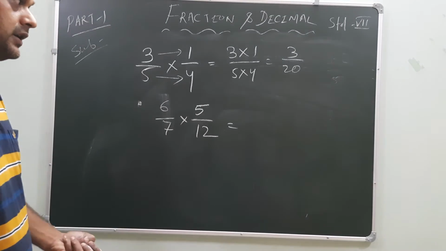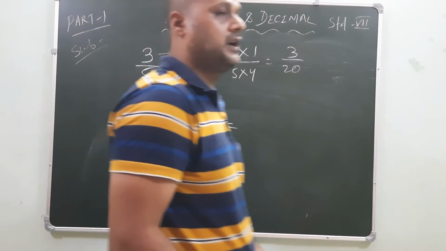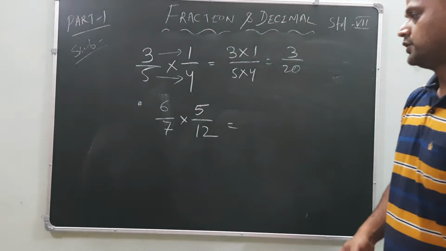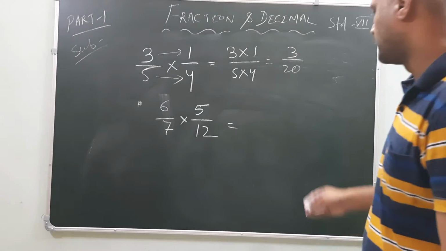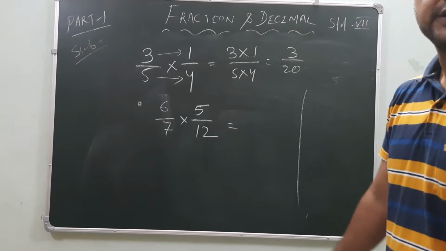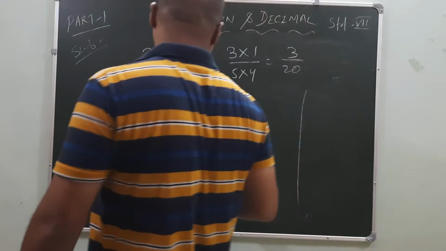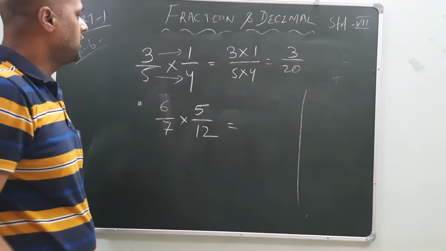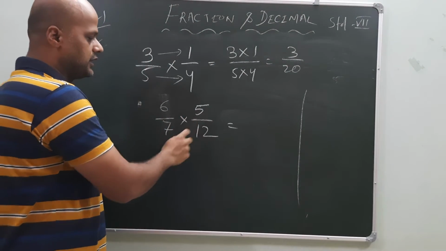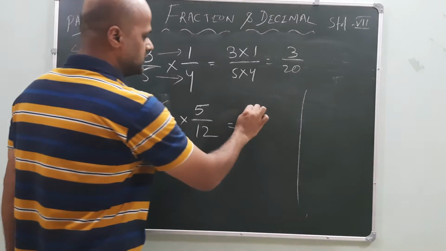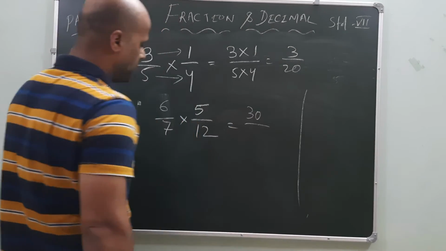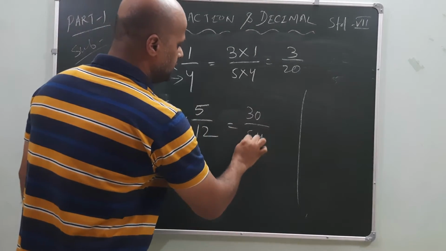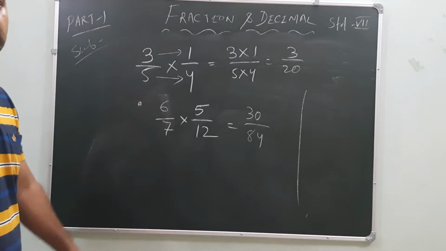Now here it is a very important thing, how you will multiply these two. Here two steps are there. Two steps we will discuss, how you will do it. First one is the rule we already studied: numerator will multiply with numerator, denominator will be multiplied with denominator. How much? 30 by 84. You can directly write it.